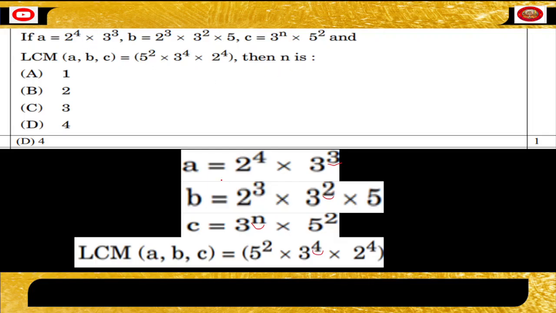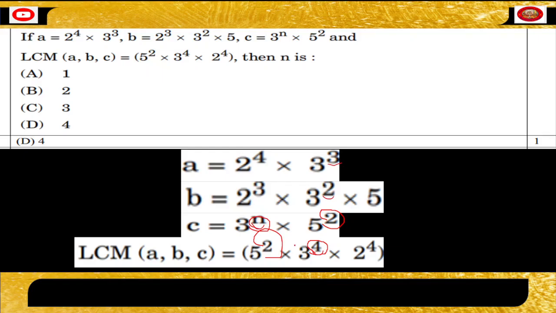First, given is A is equal to 2 raised to 4 into 3 cube. B is equal to 2 cube into 3 square into 5. C is equal to 3 raised to n into 5 square. They also gave the LCM of A, B, C, which is 5 square into 3 raised to 4 into 2 raised to 4. LCM means highest power. The highest power of 5 is 5 square. Then 3 raised to 4, because LCM means highest power. Here is n. They ask the value of n.